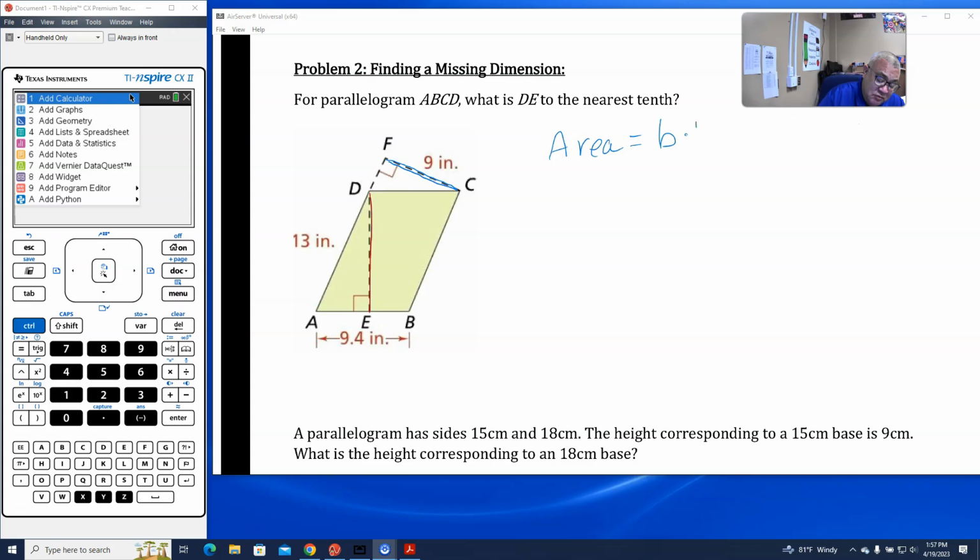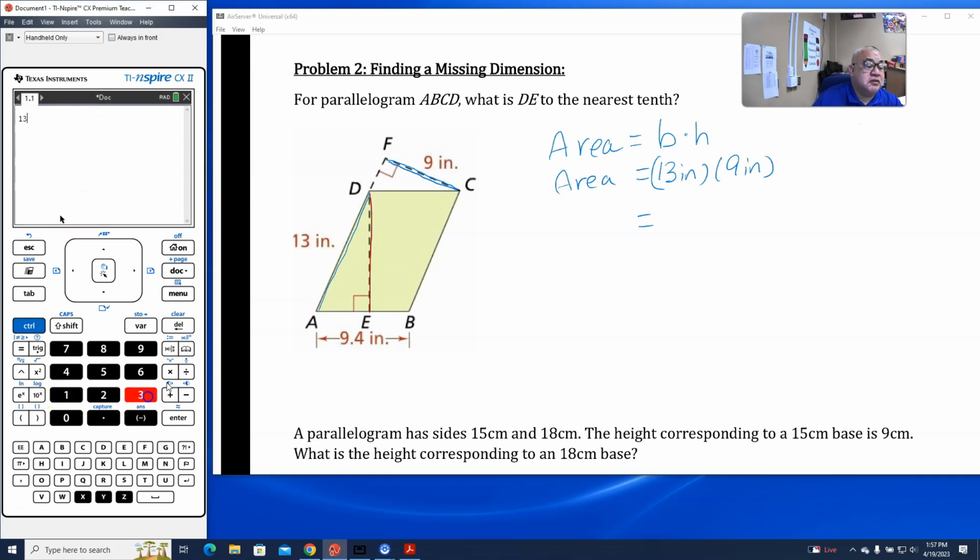So what I'm going to do is I'm going to find the area. So we have base times height. So in this case, the base will be, since I'm rotating, it's 13 inches. And the height is 9 inches. So what you have to do is you have to multiply 13 times 9, and I'm going to do this real quickly. 13 times 9, which gives you 117. So I already know that the area of this figure is 117.